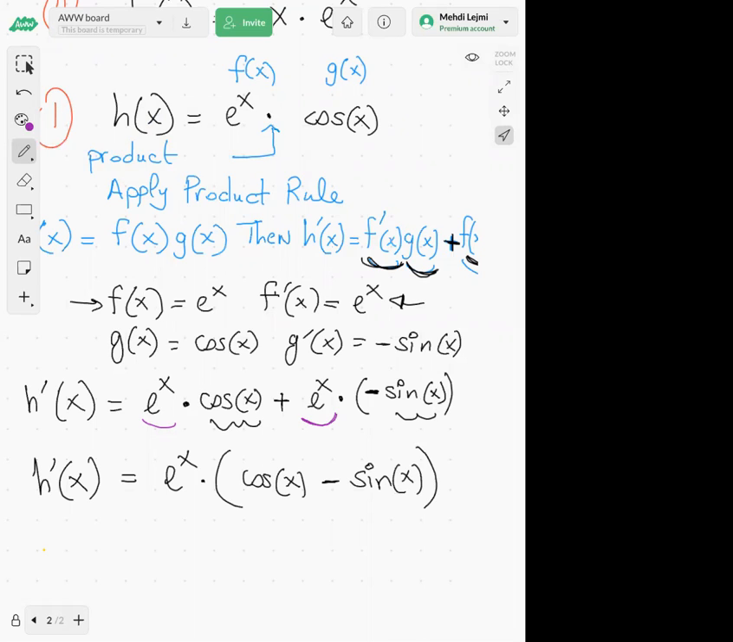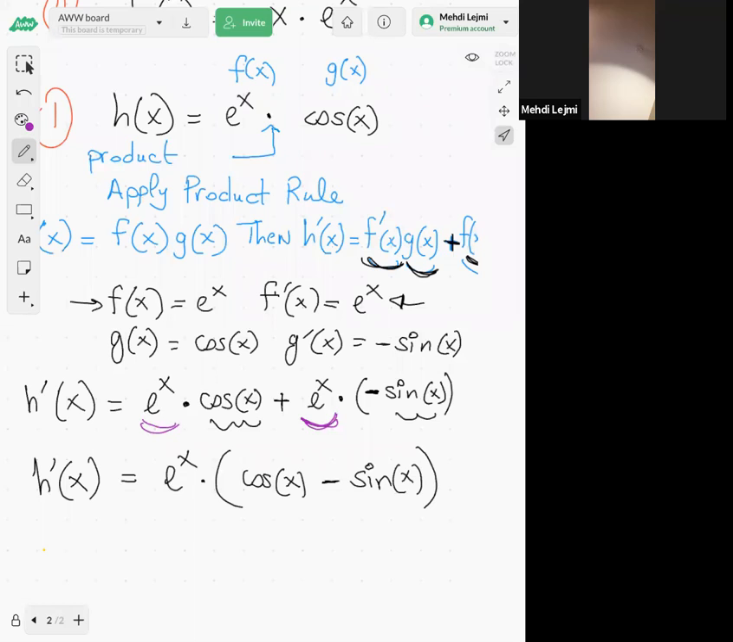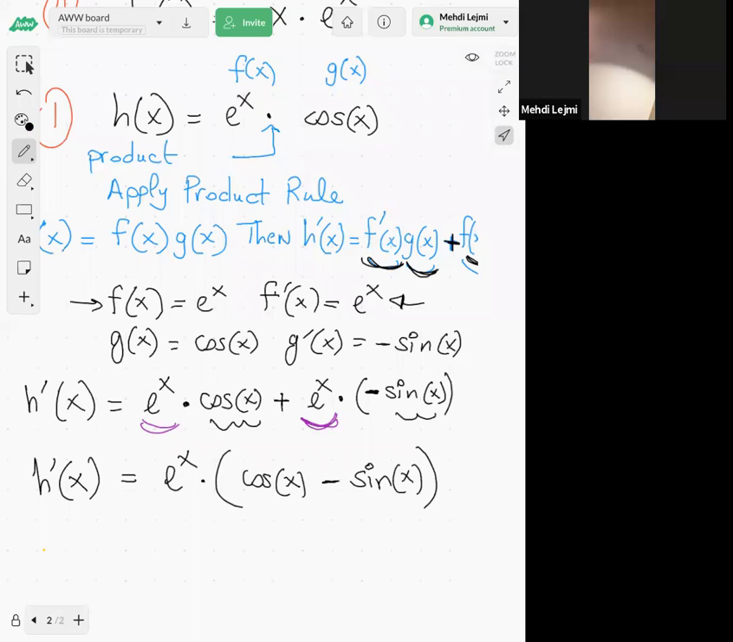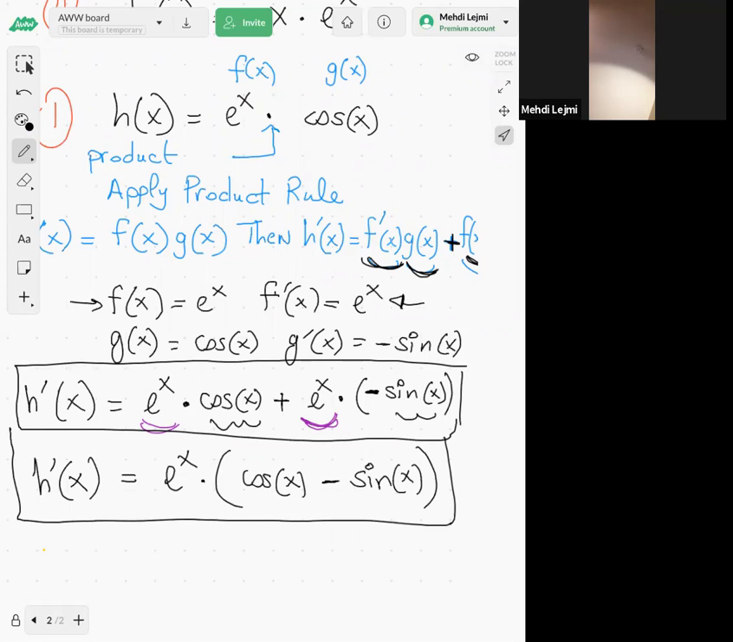If you don't factor, it's fine. It's still correct. Both answers are correct. I'm just saying, if you prefer, you can also factor your h prime. So this would be the answer, or this one here.